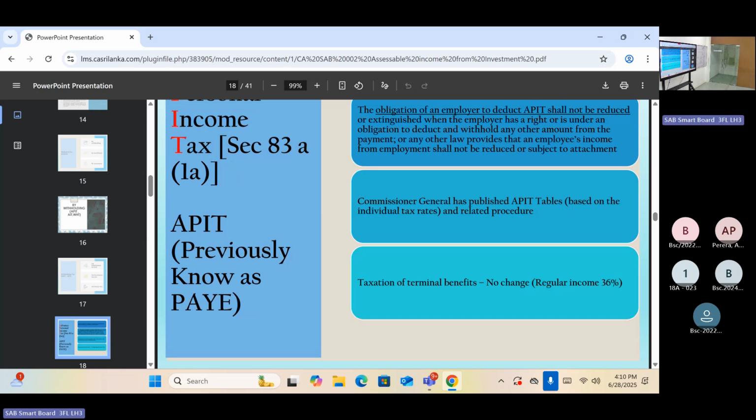So the employer has to deduct tax. The Commissioner General in that context published a table, and based on that table he has to deduct tax. Right? A terminal benefit. This has not been changed. That was there previously also. It is not changed. Right? But if it is regular income, it will be 36%.